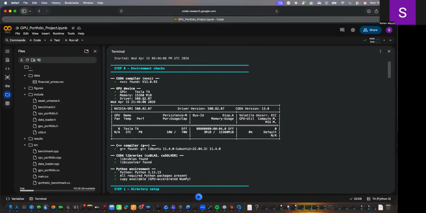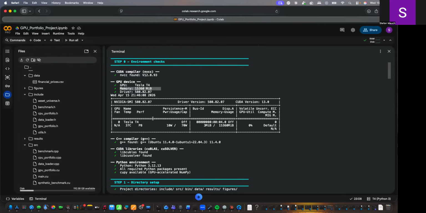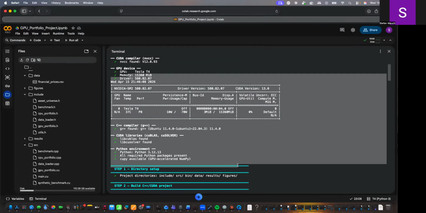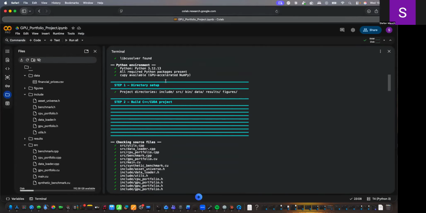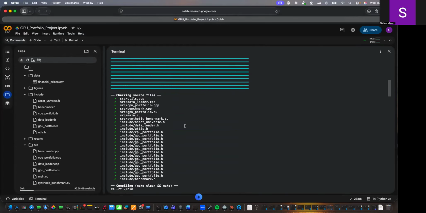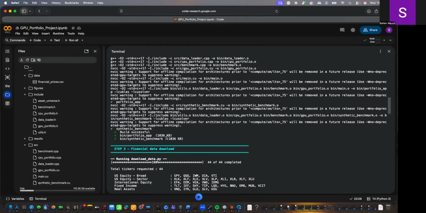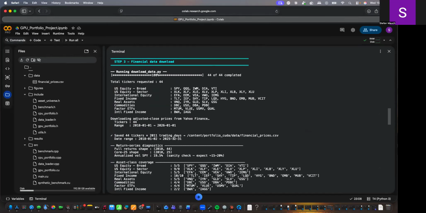And then in this case, okay, Tesla T4. Okay, I used my memory a little today, so not much left. So this is the environment, CUDA libraries, cuBLAS, cuSOLVER, setting up the directory. All the source codes we need are in it. So this is the structure. These are all the files needed. Especially the GPU portfolio, it's important to boost performance.